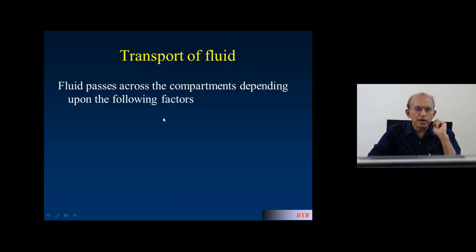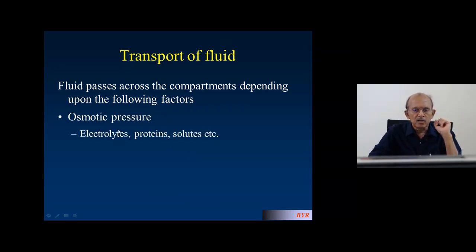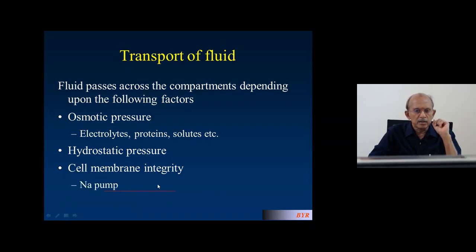Okay, transport of fluid. Fluid passes across the compartments depending upon the following factors. Osmotic tension, that means electrolytes, proteins, and solutes, they follow this osmotic tension. Then hydrostatic pressure, then cell membrane integrity. So these three things will determine. Cell membrane integrity means the presence of the sodium pump. Already we have discussed the sodium pump in the previous class.